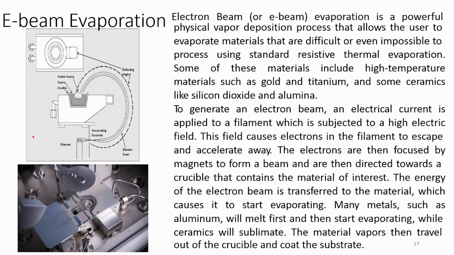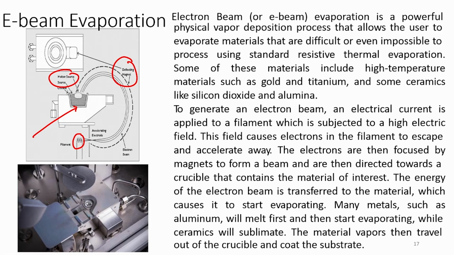Here we have a crucible in which there is a source, then there is a filament, and accelerating electrodes. The electron beams are generated in the filament and they are accelerated through the accelerating electrodes. They are bent through a magnet, which is a deflecting magnet, and they are incident on the source, and because of the high energy the source will start melting. That is why we have written here molten source.